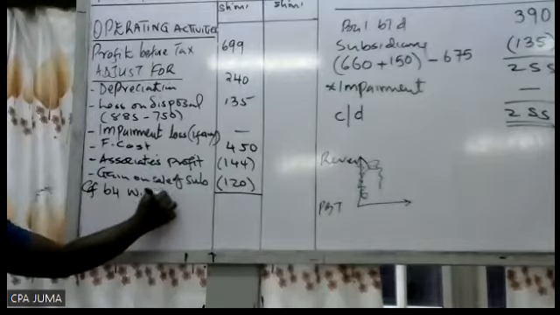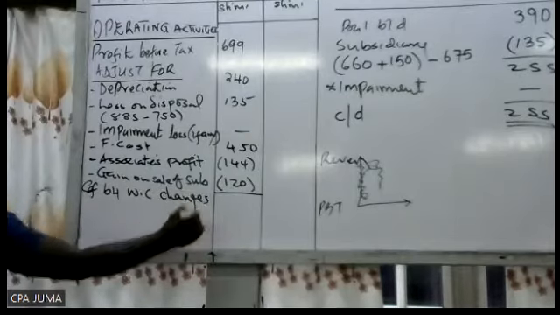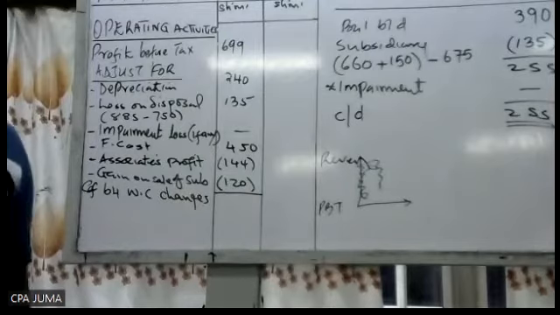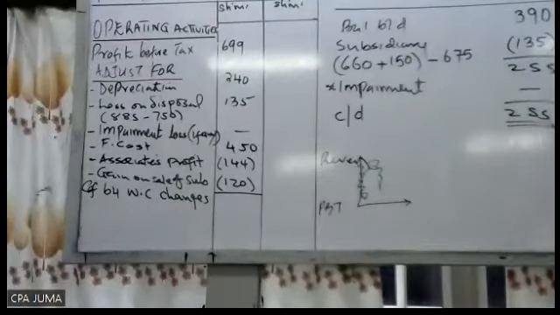Before working capital changes. So how much? From 699, you are getting 1260.